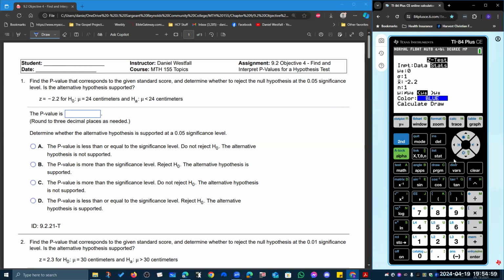Perfect. We calculate that and get a p-value of 0.01, to 3 decimal places 0.014, which is less than our alpha of 0.05. So we're in our rejection region, and we're going to reject H naught. The p-value is less than or equal to alpha, the level of significance, so we reject H naught, and the alternative hypothesis is supported.